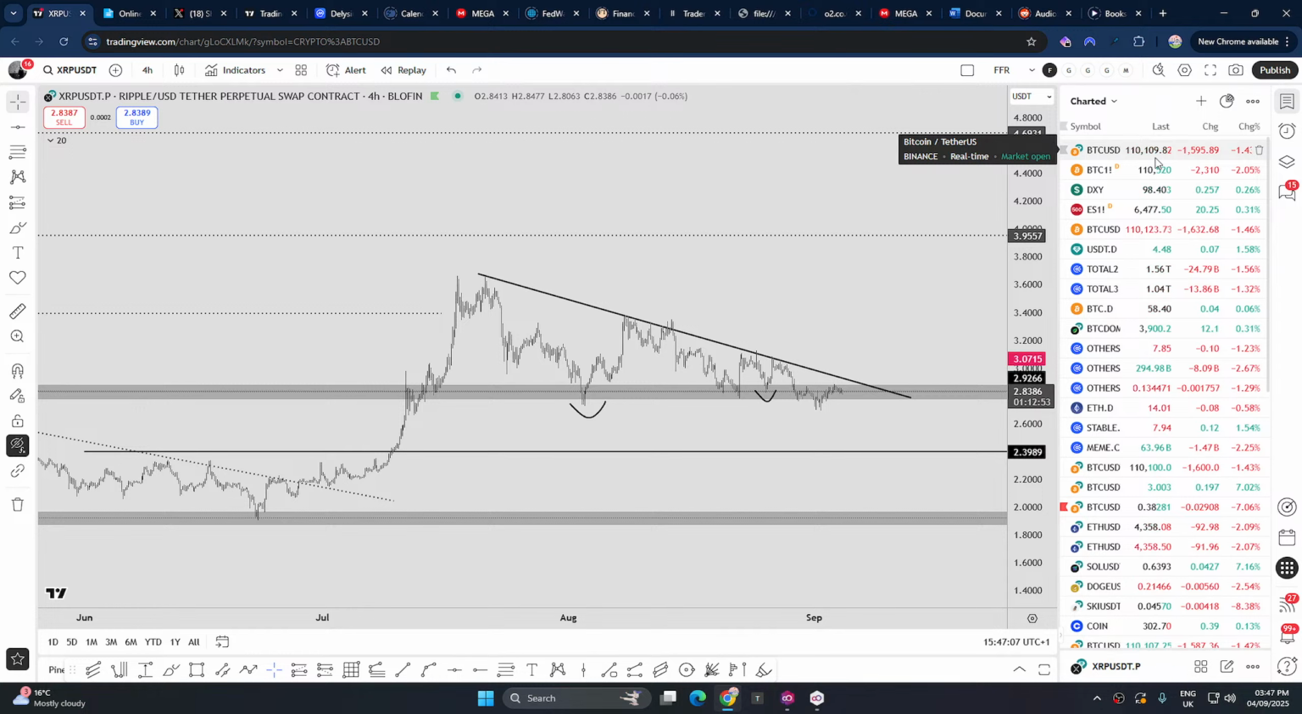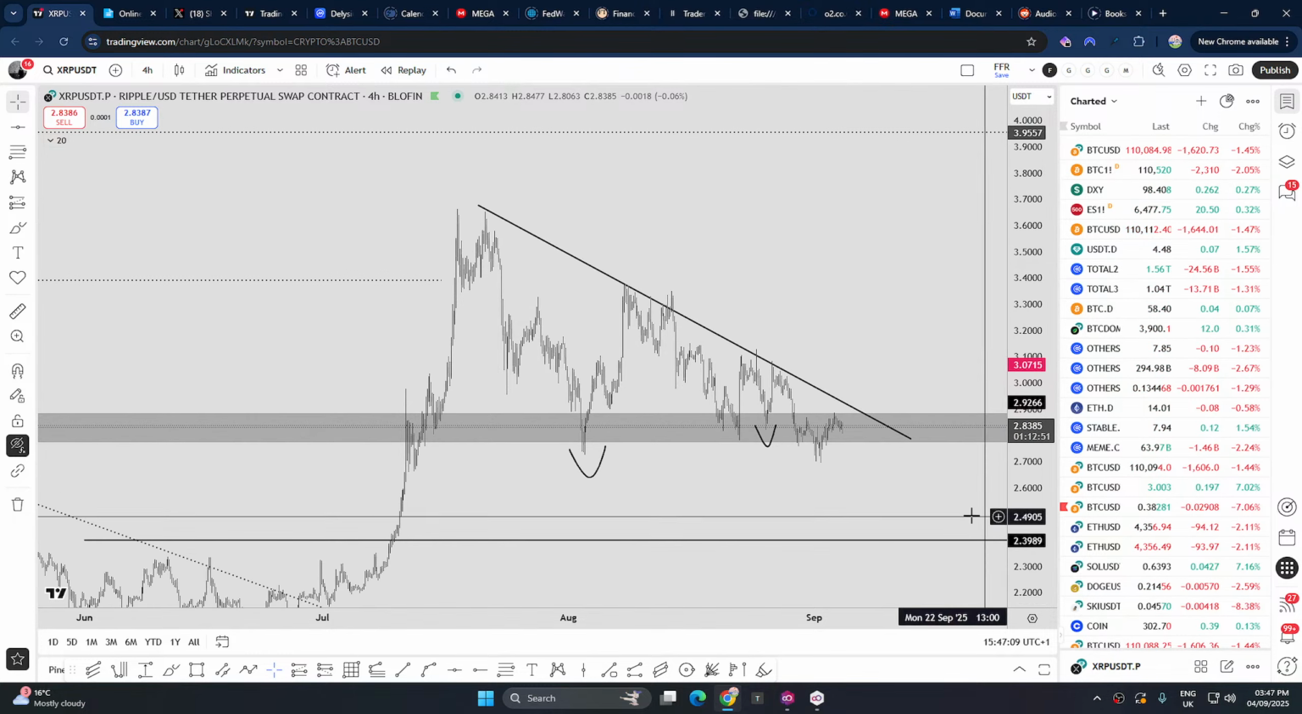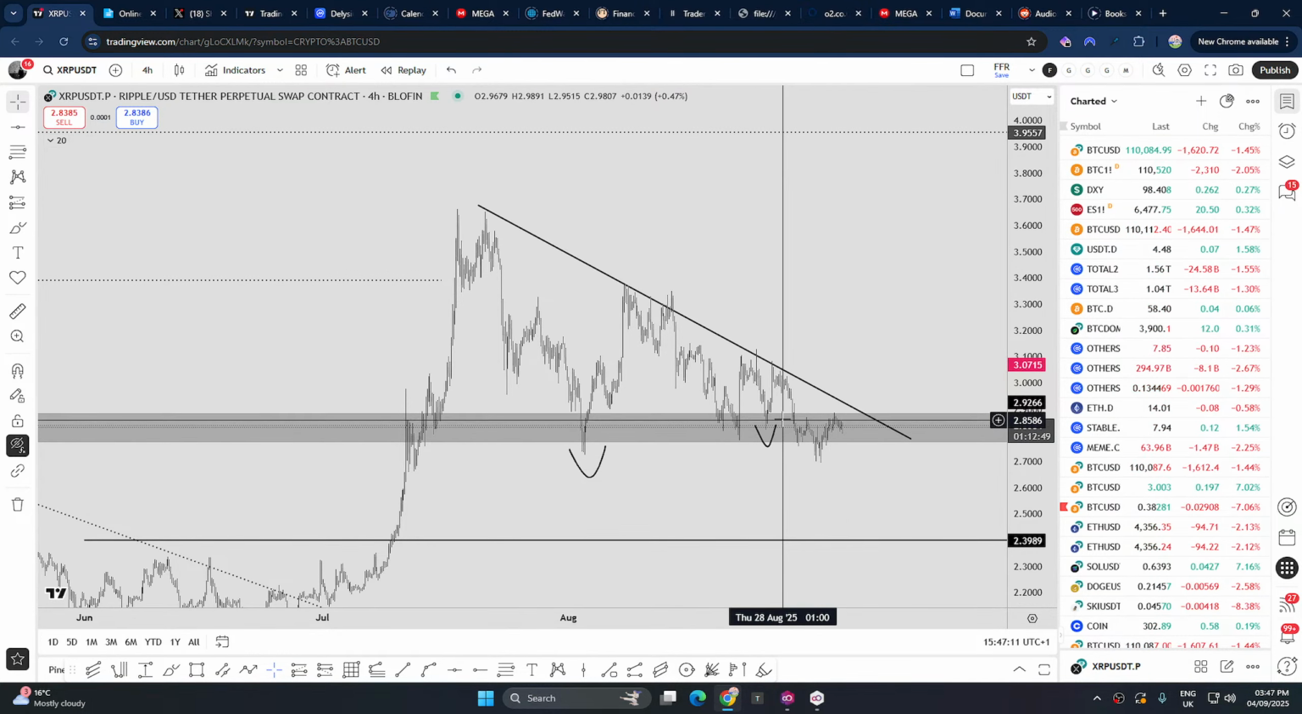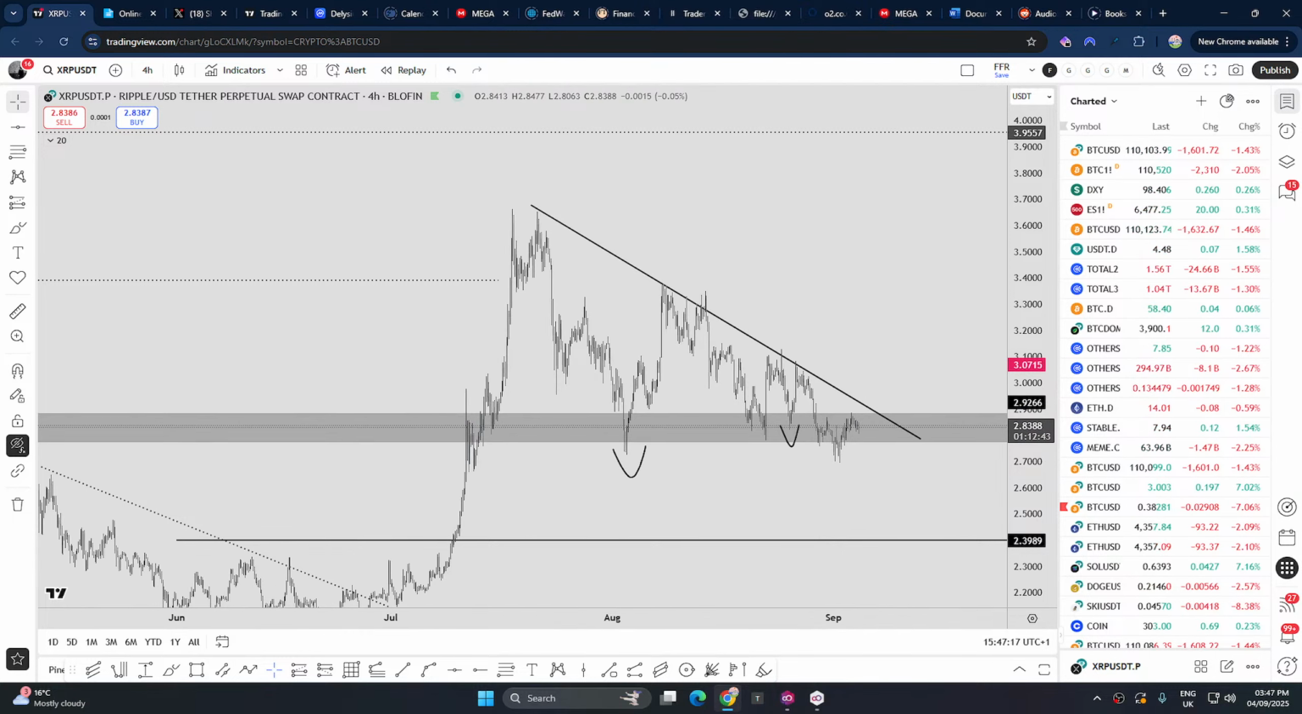Can you take a look at XRP? I'm waiting for XRP to give a deviation. And if the deviation is confirmed with the daily candle close above $2.88, that is when I would get into XRP.